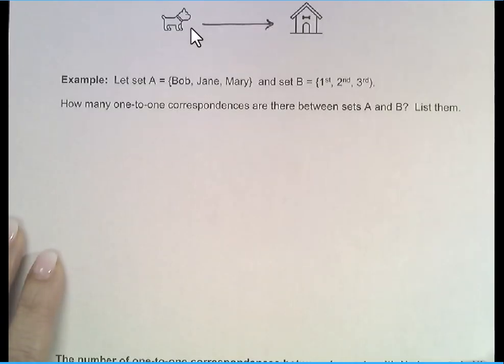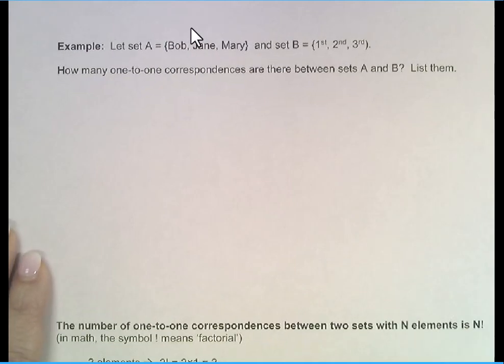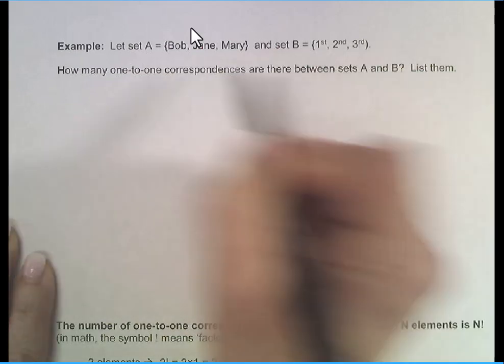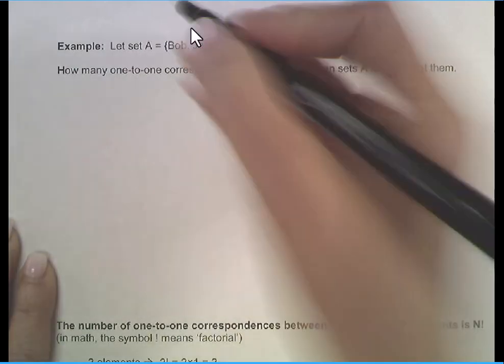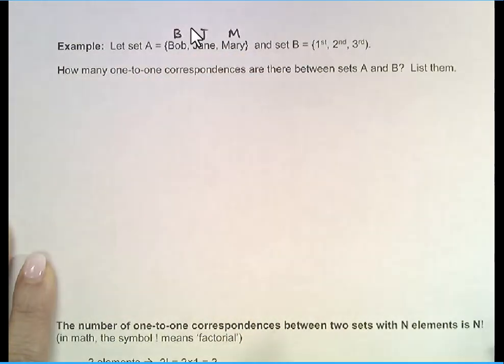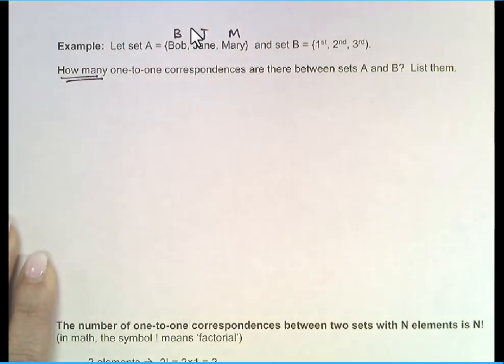We're going to let set A be Bob, Jane, and Mary, and set B is going to be first place, second place, third place. So maybe they're competing in some sort of a competition, and there's 3 prizes, first place, second place, third place, and there's 3 people. So those match up. That's a one-to-one correspondence. I'm going to abbreviate them, Bob, Jane, and Mary, just to make things easy. And it says, how many one-to-one correspondences are there?